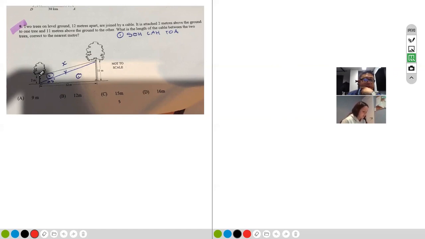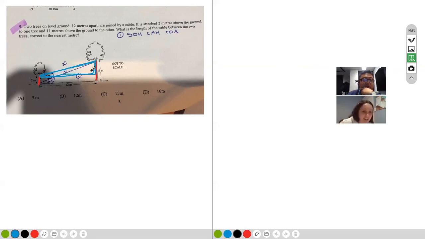Let's have a think. So you've got 2 here, you've got 11 there, and you've got part of this triangle here. The rest of this triangle is there. Do you see that?